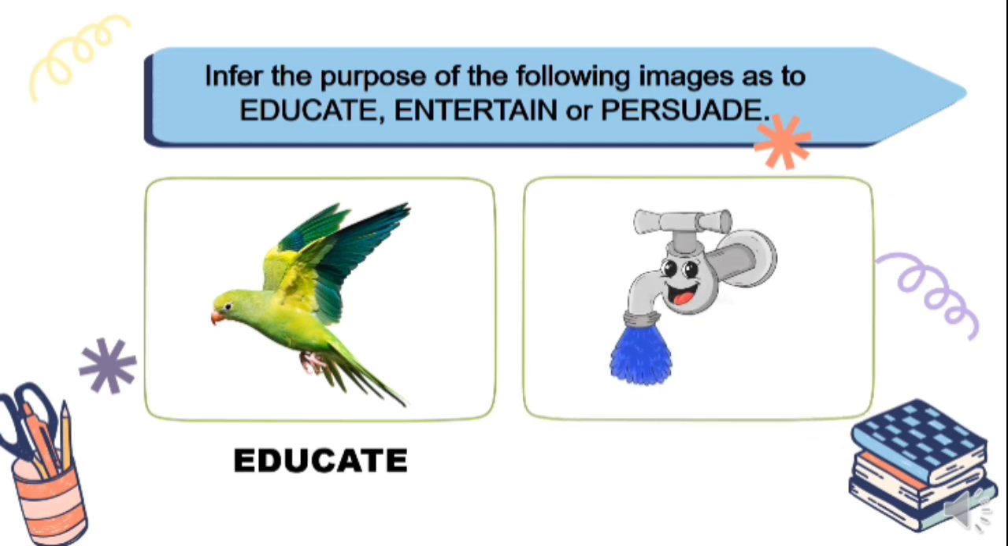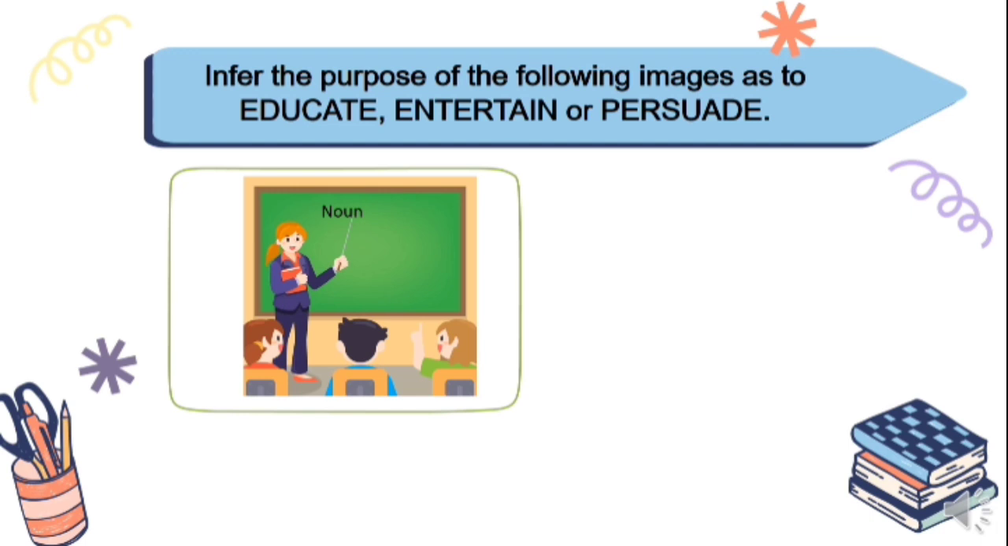The next picture is this. Nakikita ninyo ang gripong may mata, may bibig. So, is it to educate, entertain, or persuade? Okay, very good. It is to entertain. Bakit? Ito ay fantastical. Wala pong mata at bibig ang gripo. Next. This one, teacher. The teacher is teaching the word noun. So, what do you think is the purpose of this image? Very good. The answer is to educate. Teacher is giving information about noun. So, tinuturuan ng teacher ang kanyang mga estudyante kung ano ang ibig sabihin ng noun. Next. Okay.